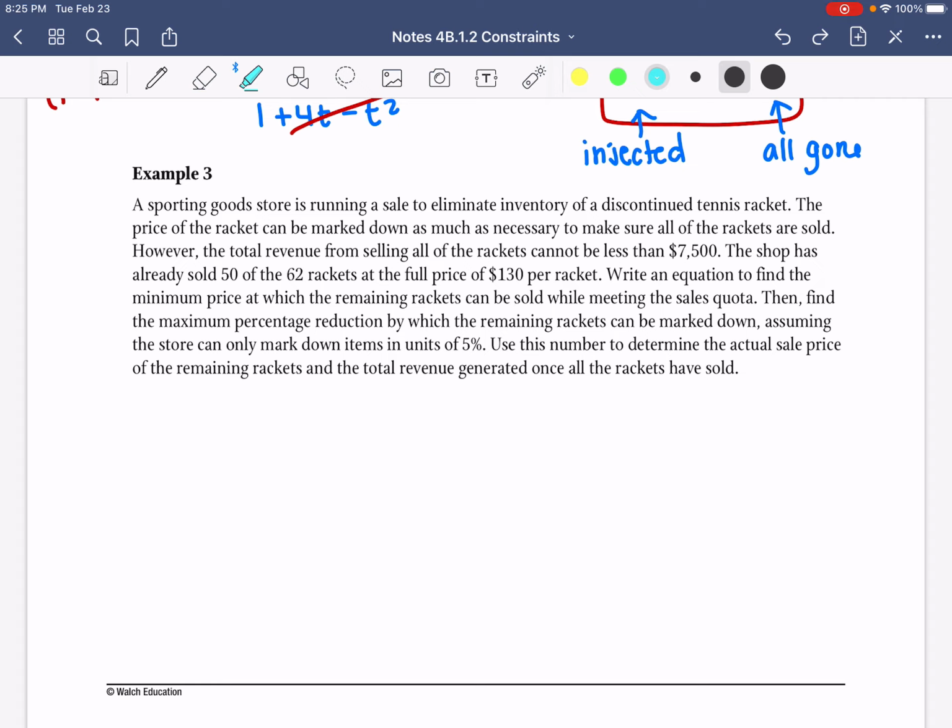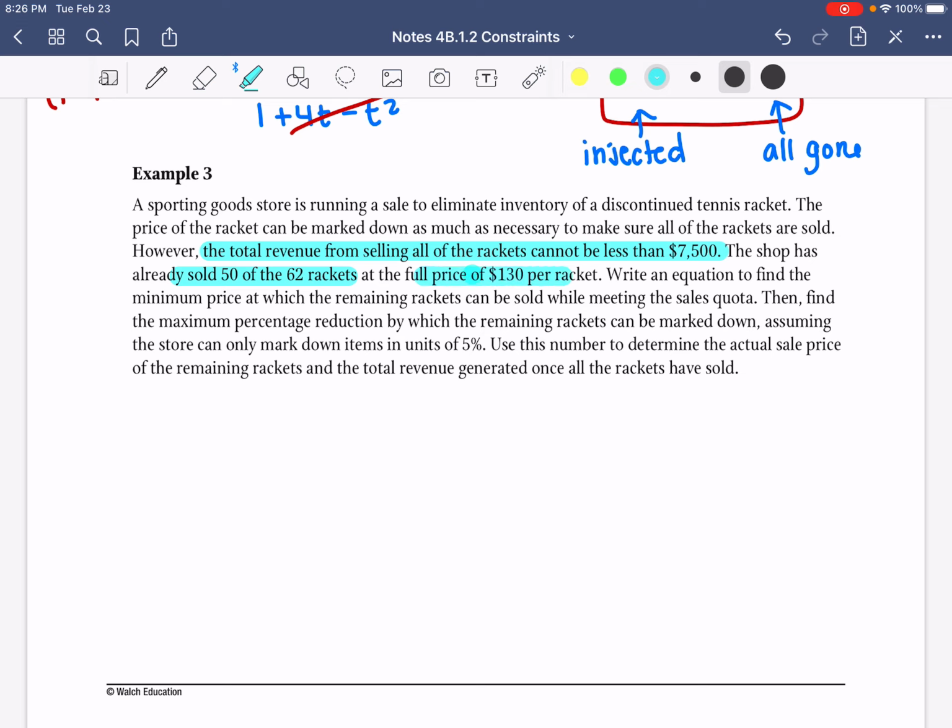Use the number to determine the actual sale price of the remaining rackets and the total revenue generated once all the rackets have sold. All right, so there's a lot of stipulations here, a lot of restrictions. Told us that the total revenue cannot be less than $7,500. It told us that they already sold 50 of the 62 rackets for full price.